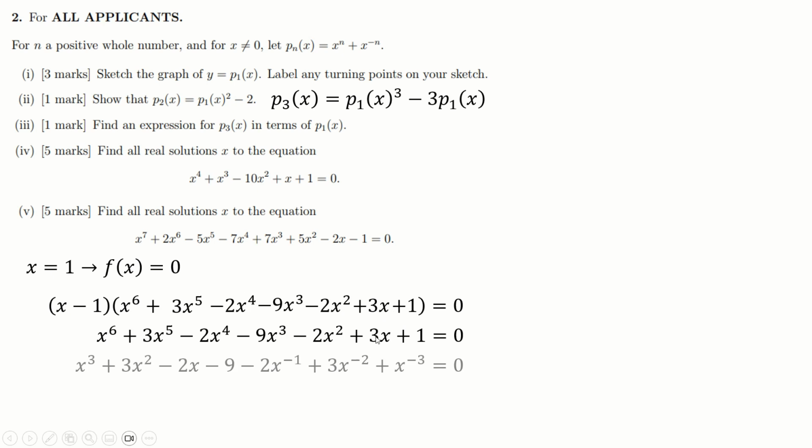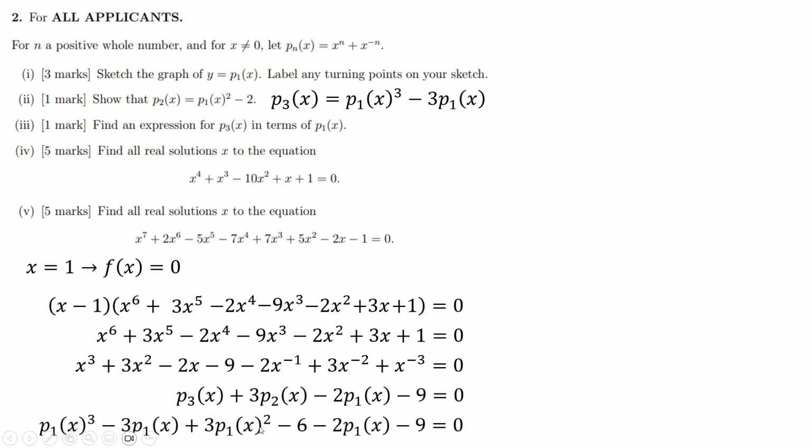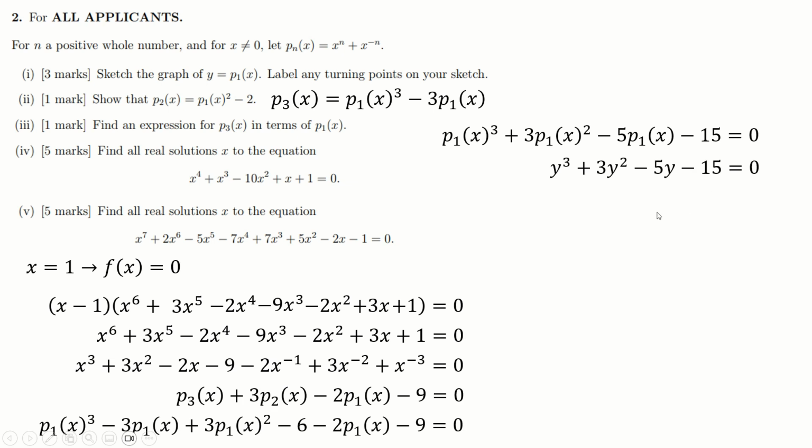If I divide everything by x to the power 3, because again, x isn't 0, so I can do that. I can then group this and this to be p3 of x. I've got 3 lots of p2 of x, and I've got minus 2 lots of p1 of x. And now, because they told me to, I can write p2 of x in terms of p1 of x, and p3 of x in terms of p1 of x to get this cubic. I'll actually make the substitution y equals p1 of x at this point, just to make it easier to see.